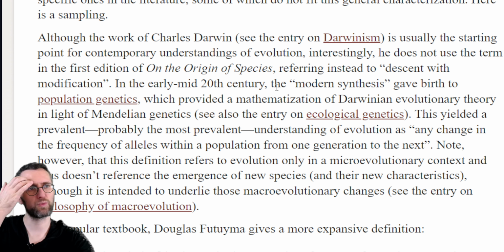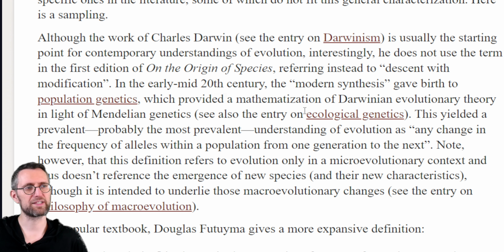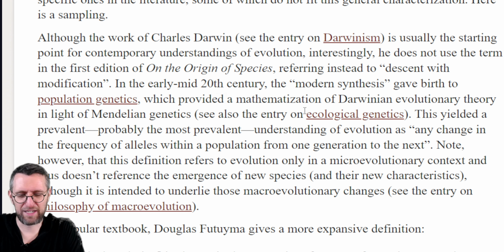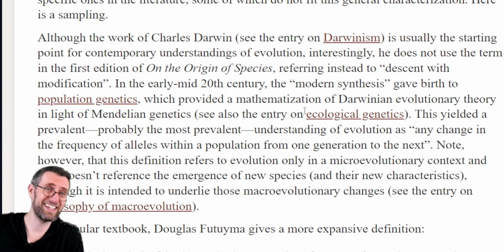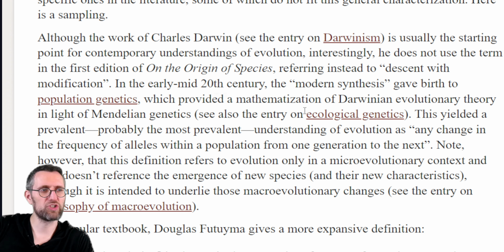Okay, in the early to mid-20th century, the modern synthesis gave birth to population genetics, which provided a mathematization of Darwin's evolutionary theory in light of Mendelian genetics. See also ecological genetics. This yielded a prevalent, probably the most prevalent understanding of evolution as any change in the frequency of alleles. I remember that from my biology class. This is somehow related to the genome, but I guess in Mendel's evolutionary theory, they didn't have genes yet, right? So they had to call it alleles, I guess. But yeah, I'm tapping here a bit in the dark, right? Within a population from one generation to the next.